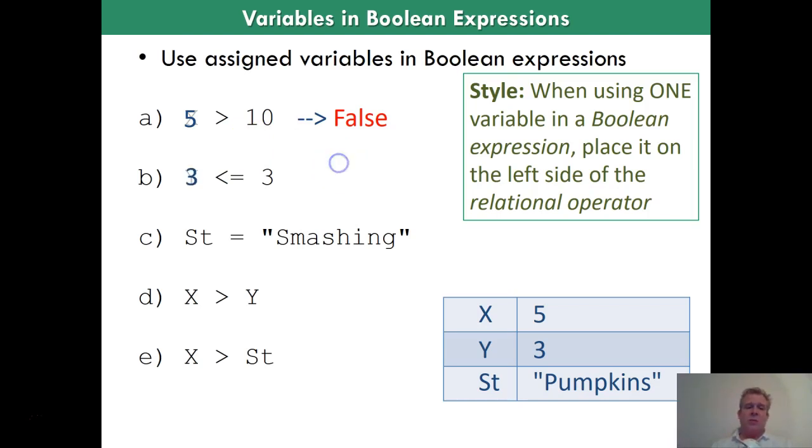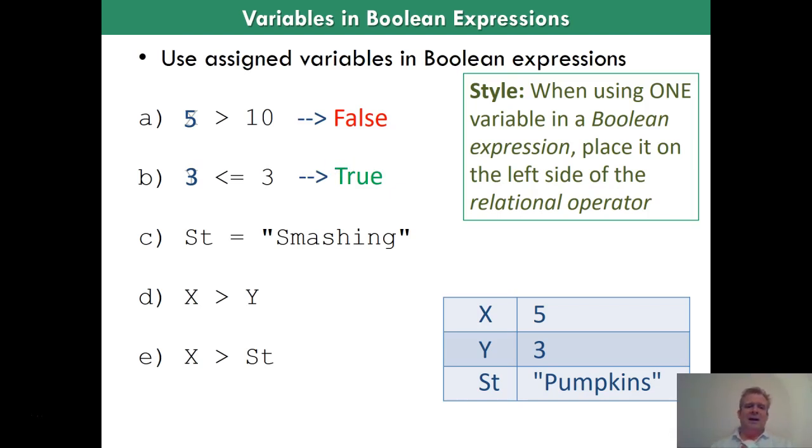Now, moving on. B, is y less than or equal to 3? So again, replace y with 3 and perform the test. Look at the relational operator. In this case, less than or equal to. Is 3 less than or equal to 3? Again, that makes sense. It is true.